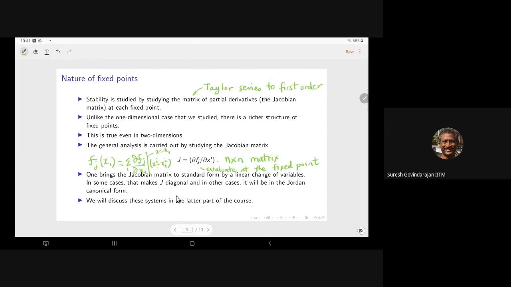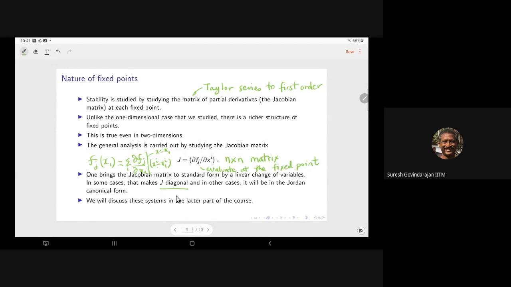So the first thing is that one can bring a Jacobian matrix to standard form by a linear change of variables. In some cases it makes J diagonal. In other cases it will be Jordan canonical form. That's the best you can do. And we will discuss this system.